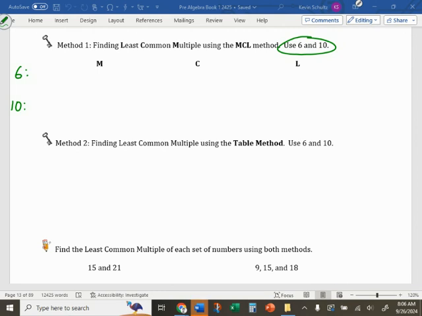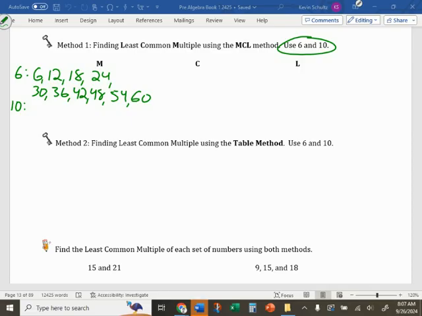Ready? Here we go. 6, and then 12, and then 18, and then 24, and then 32, and then 36, and then 42, and then 48, and then 54, isn't it 54? and then 60. All right, we'll stop right there.